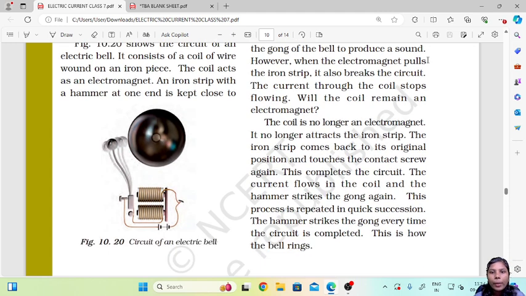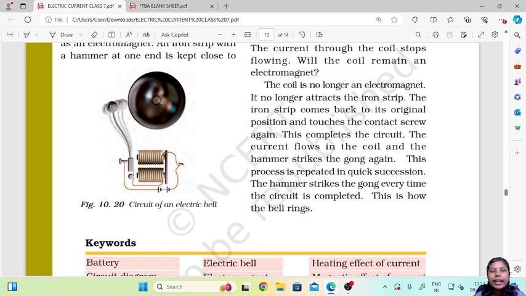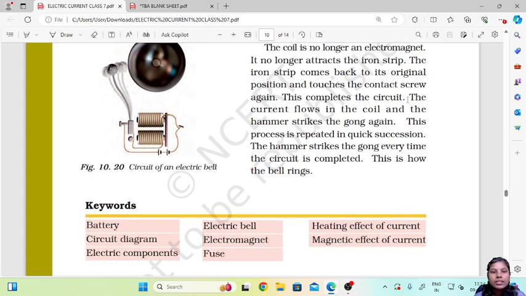However, when the electromagnet pulls the iron strip, it also breaks the circuit. The current through the coil stops flowing. Will the coil remain an electromagnet? No. The current supply will stop, and therefore this will no longer be an electromagnet. It no longer attracts the iron strip. The iron strip comes back to its original position. It comes back over here and touches the contact screw again. This completes the circuit. The current flows in the coil and the hammer strikes the gong again.